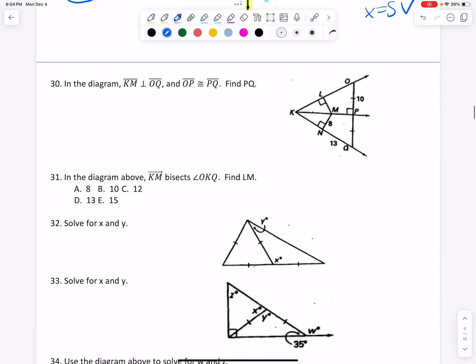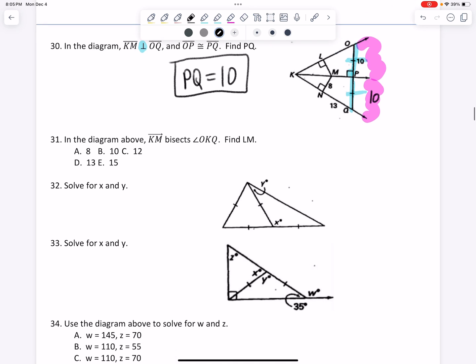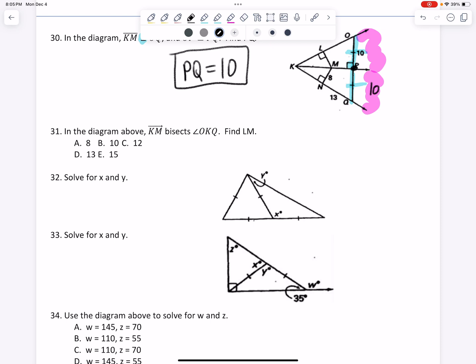Okay. In the diagram on this next one, it says that these are perpendicular to each other. So that means that that's a right angle. And it says that OP is going to be the same length as PQ. That has that marked. Then it wants me to find from P to Q. So if it just told me that O to P is congruent to P to Q, then if that's 10, this piece is also going to be 10. Those are congruent segments, so P to Q is going to be equal to 10. It has a length of 10. Because point P is right there in the middle.